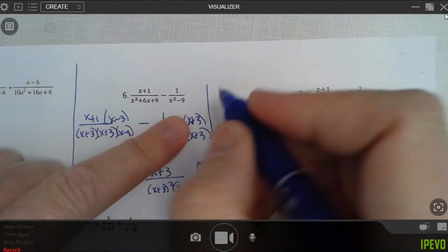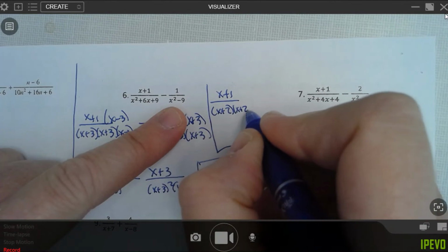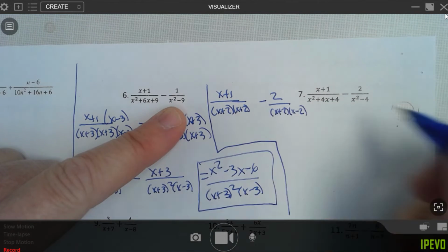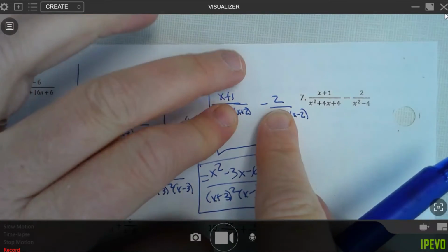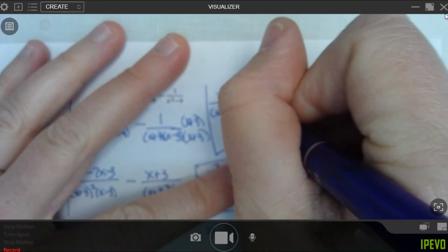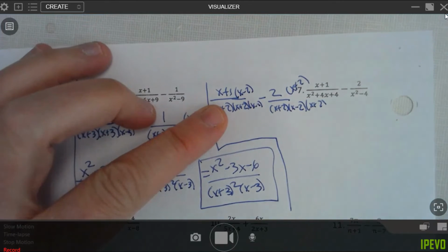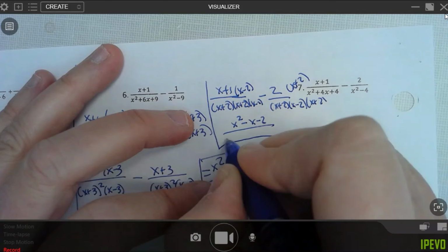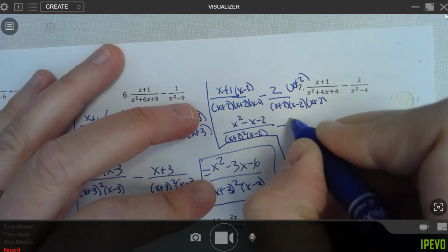So on number 7, factor my bottoms again. You can try this one on your own if you want. So again, they both have an x plus 2, so you don't need that. This side needs the x minus 2, that side needs the x plus 2. So FOIL out the top right here. Minus 2 plus 1. Multiply in my 2.